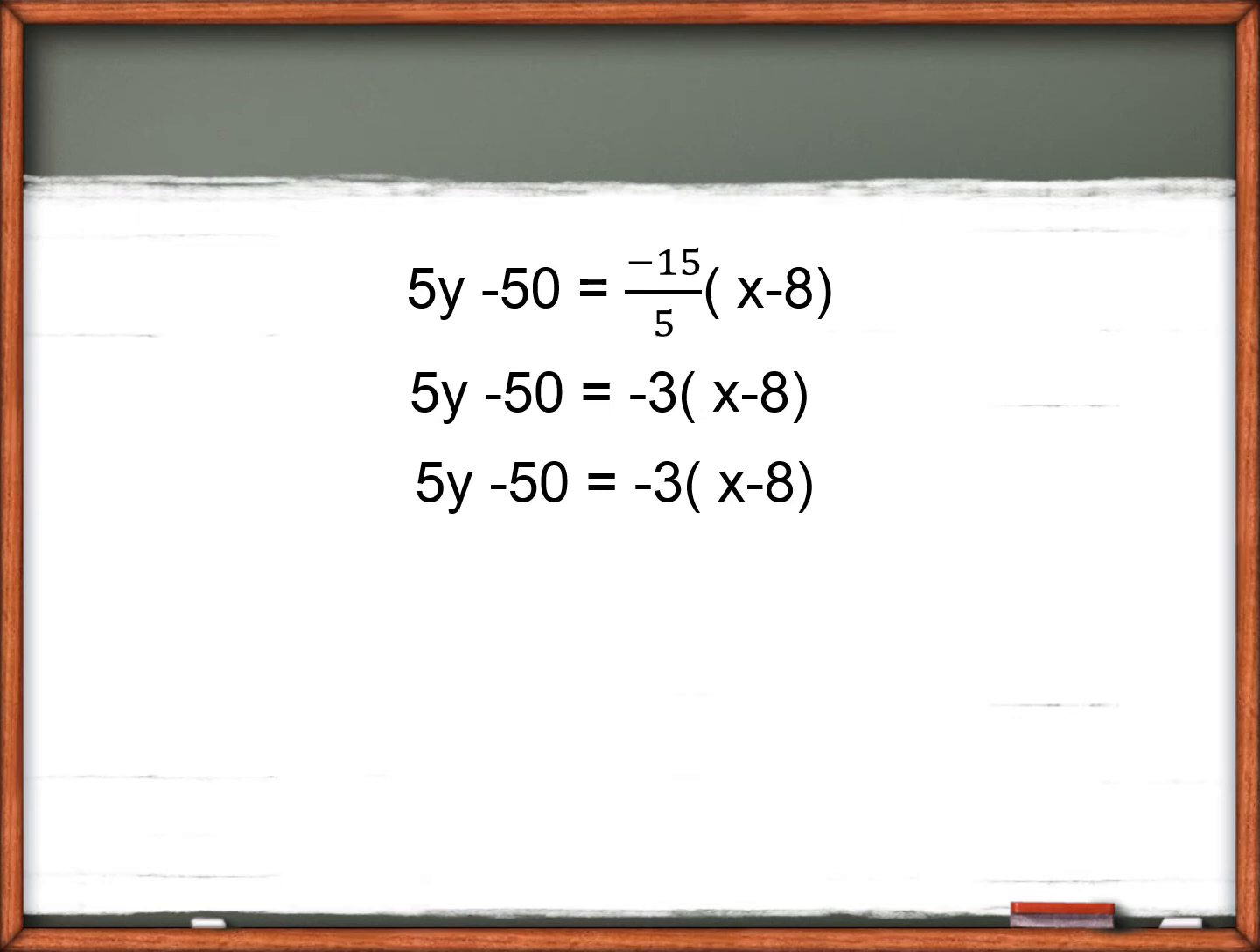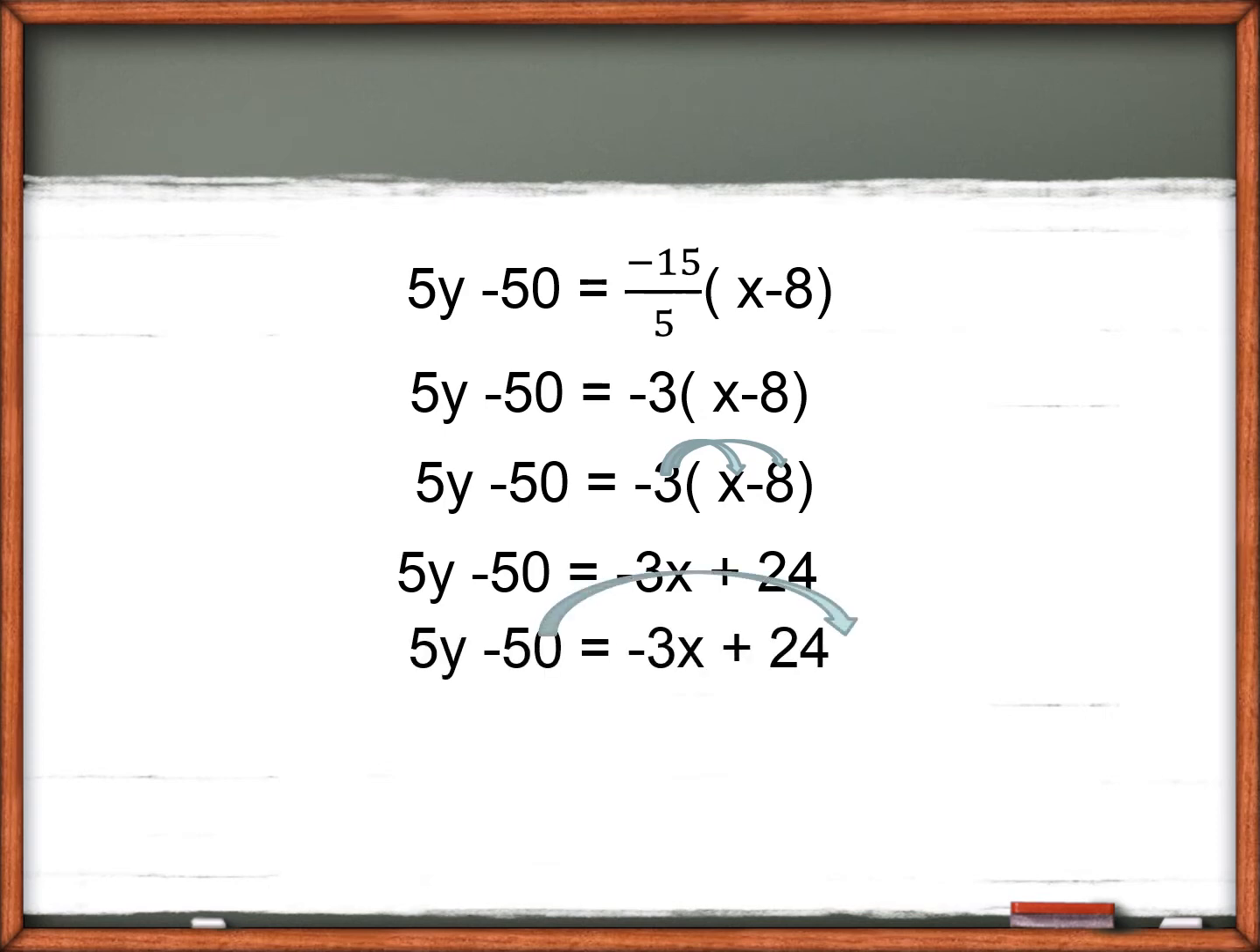So the process goes like this. Negative 3 multiplied to x and negative 3 multiplied to negative 8. So the result is 5y minus 50 equals negative 3x plus 24. Transposing negative 50 on the right side of the equation, it will become 5y equals negative 3x plus 24 plus 50. So we change the sign of negative 50 as we transpose it on the right side. So from negative, it became now a positive integer.